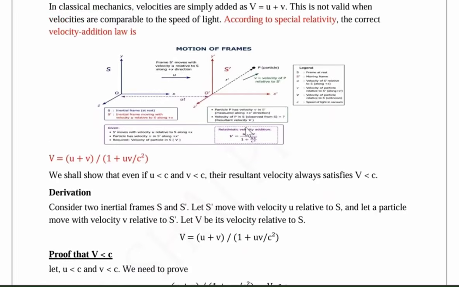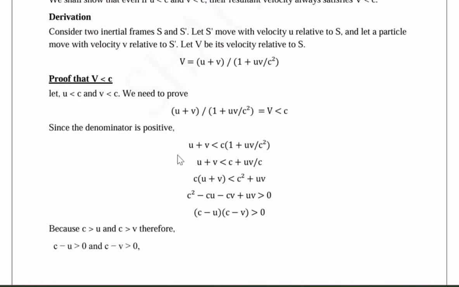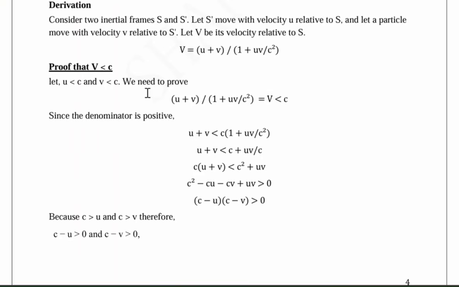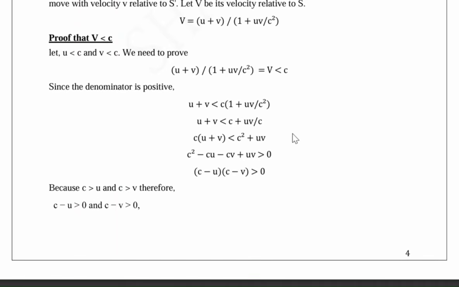So this is all the introduction. Now we'll move to the body part. The question demands that the addition of velocity in the relativistic condition must be less than the speed of light. So let us consider that u is less than c, v is less than c, then the addition, that is v, must also be less than c. This is our condition, and this must be proved.